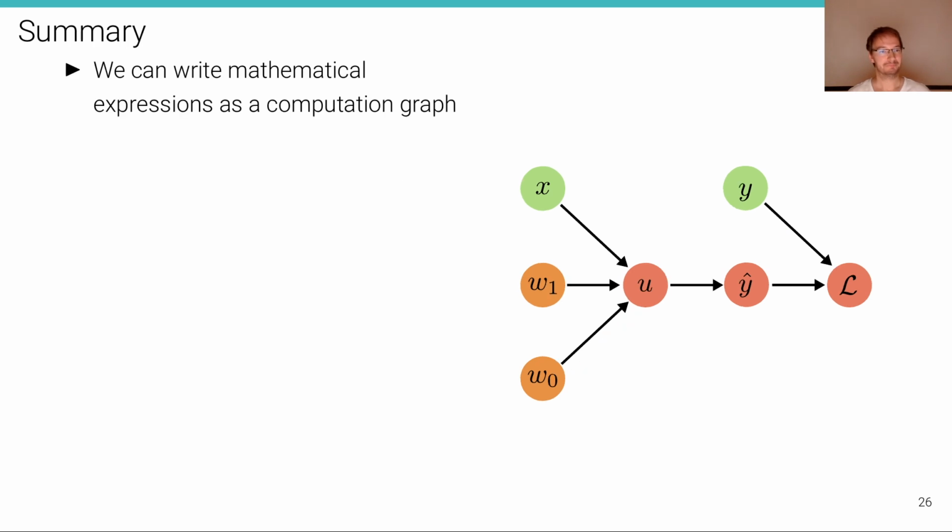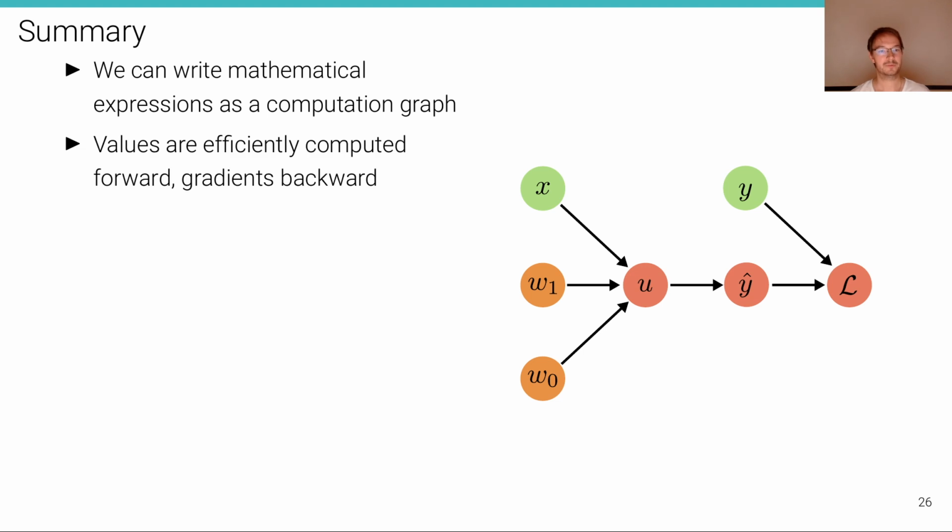So in summary, what we've learned in this unit is we can write mathematical expressions as a computation graph, and that decomposes complex expressions into much simpler computations that are tractable, and where we can apply efficient dynamic programming to solve for both the values in the forward pass and the gradients in the backward pass.